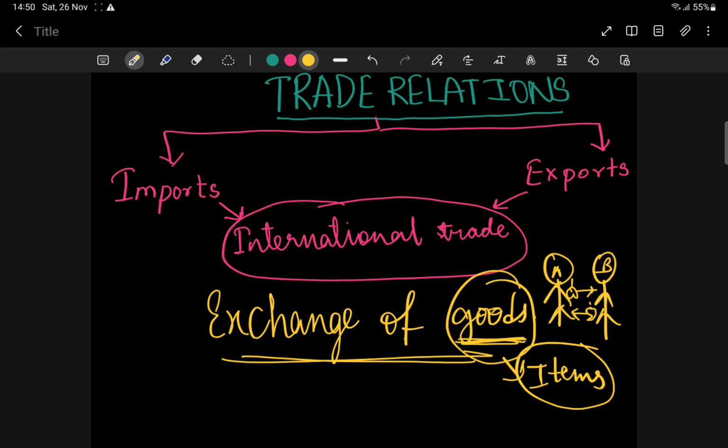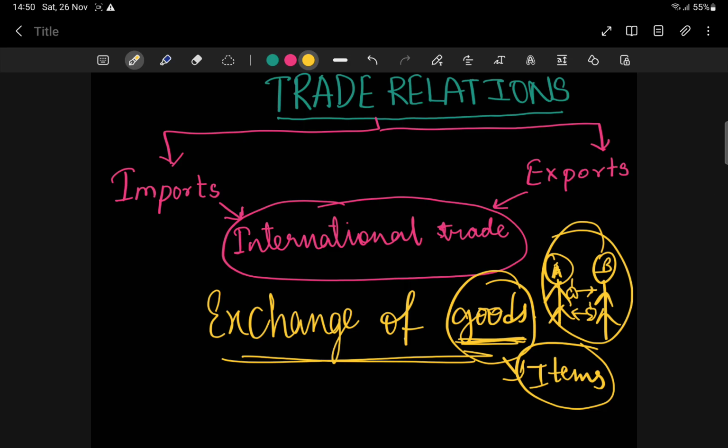Okay, now especially let us focus on international trade, and we will also be focusing a bit on Indian trade as well, but here the emphasis will be on international trade. So first, trade is nothing but exchange of goods. Here person A is giving an apple to person B, and in turn person B is giving a mango to person A. Both these persons are exchanging the goods, so there is a trade happening between them.